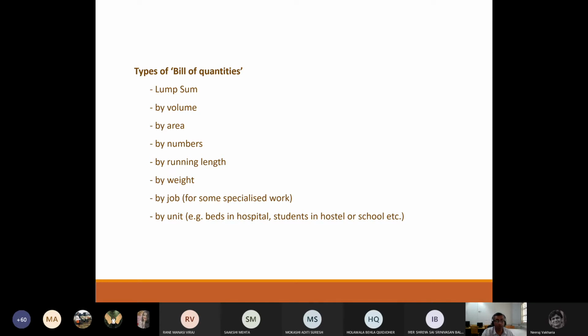Some works are quoted by way of job. A particular job needs to be done in a particular way, maybe a specialized work, and accordingly it may be quoted as per the job. In some sense, it may be very close to what we are saying about lump sum. That means it has a fixed amount based on the kind of job that you want to have done. And the last is again by way of number of units or by numbers, like students in a hostel or a school or hospital.